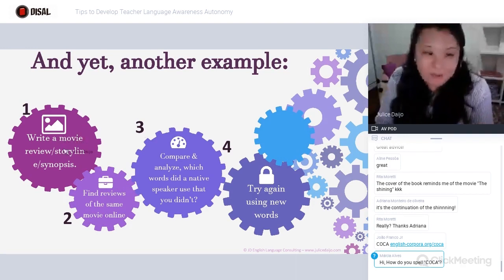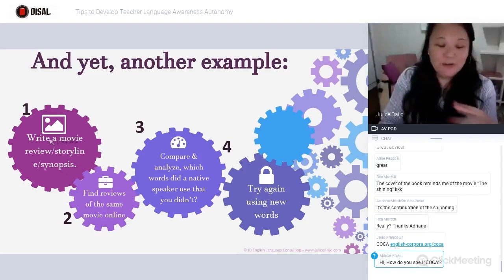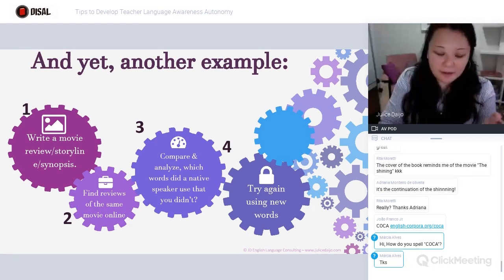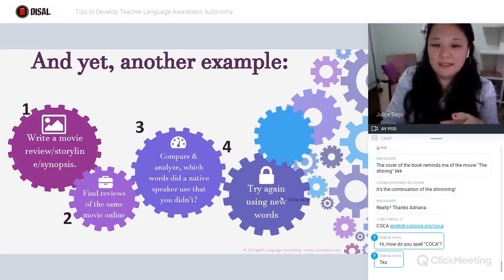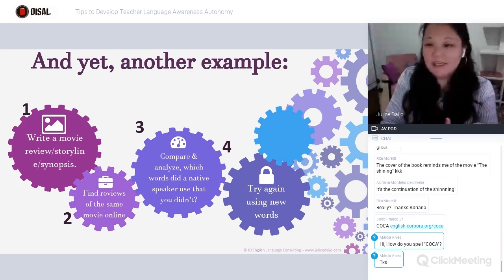This one is interesting. It's when you write a movie review, storyline, or a synopsis on your own. Get a movie that you saw and you liked, write it down. Then you find a review of the same movie online. It's probably going to be somebody very fluent or a native speaker writing about it. And what you do is you compare and you analyze which words the native speaker used and which ones you used or you could have used. And once you learn new words, you try it again. If you have a chance, write it down again and see how many of these you remember. It's kind of a reconstruction. We call it a reconstruction process.